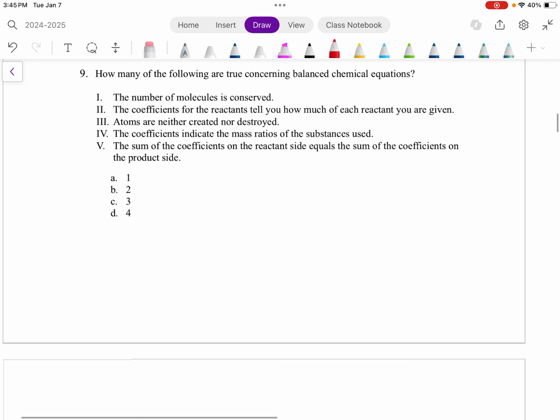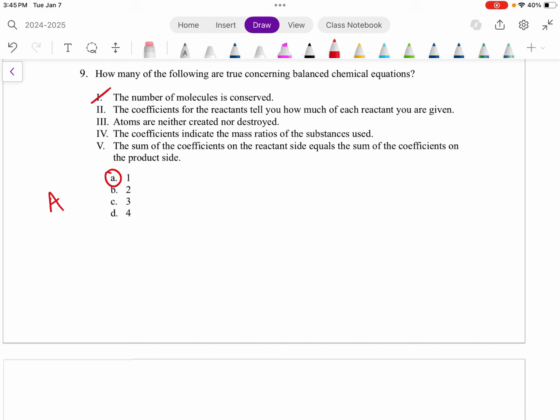How many of the following are true concerning the balanced equations? So I believe there's only one of these that are true, but let's walk through and figure it out. A balanced chemical equation: the number of molecules is conserved. That is not true, right?